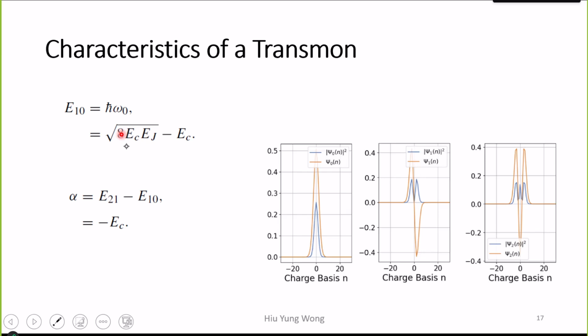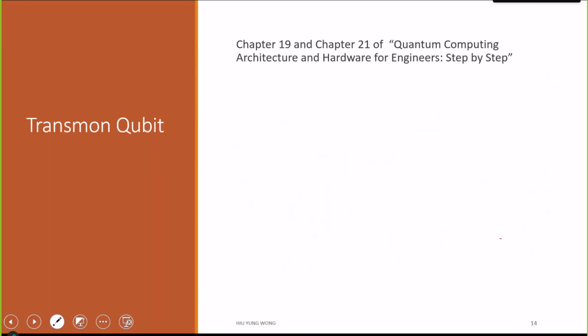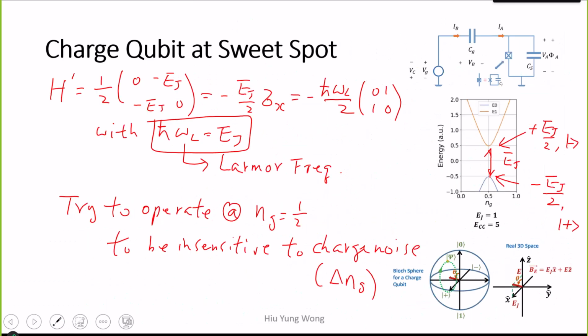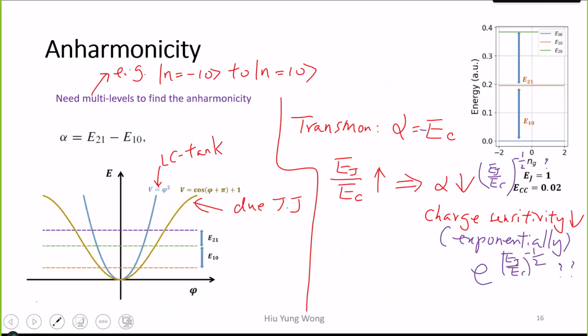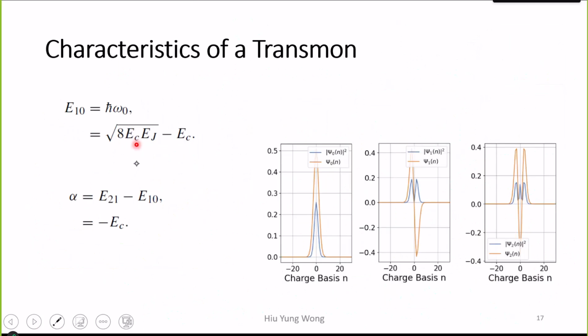This is the qubit energy, square root of 8 EC EJ minus EC. Remember what is the E01, the qubit frequency of a charge qubit at the sweet spot we just talked about? It's EJ, just the Josephson energy. But this is related to the capacitor also, the capacitance energy. That's the first thing. Second thing, I want to show you something. Let me just call this the qubit energy.